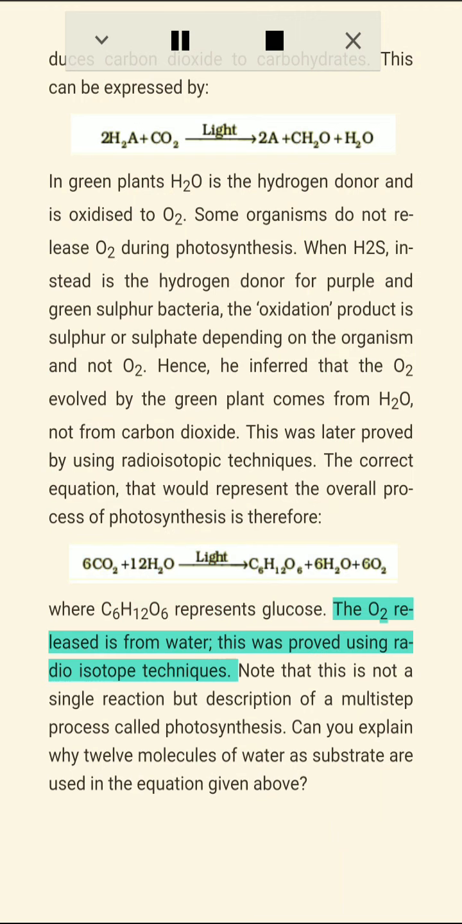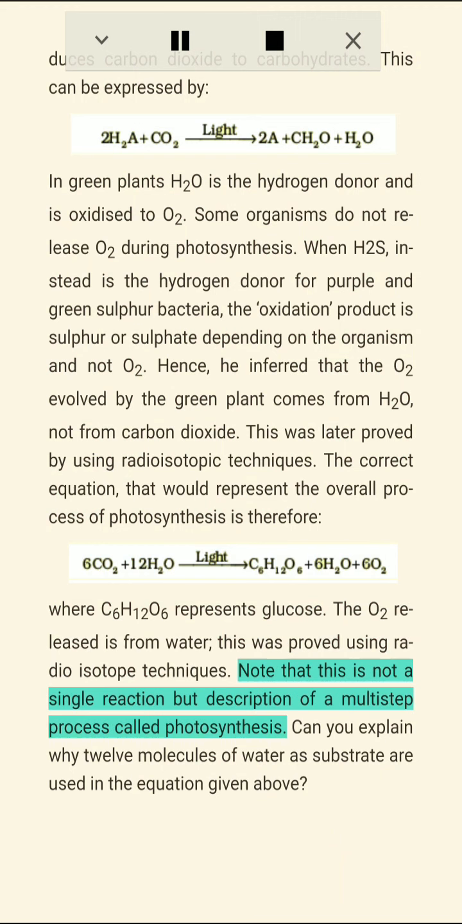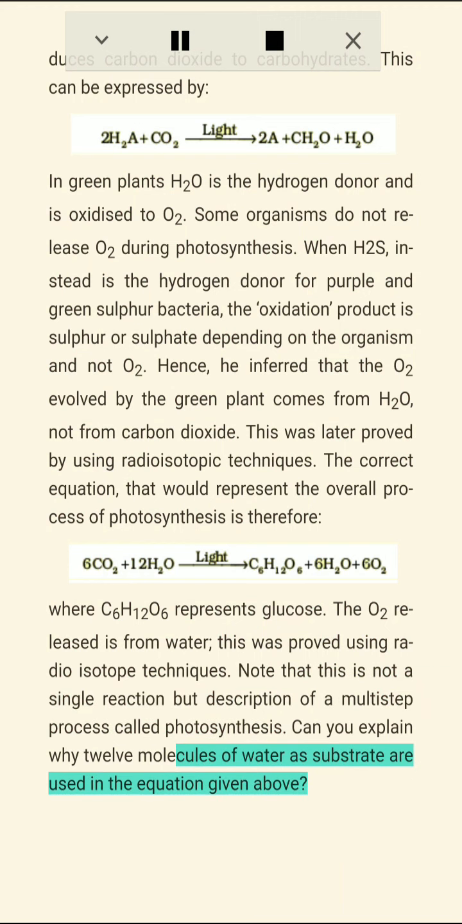The correct equation that would represent the overall process of photosynthesis is therefore as shown, where C6H12O6 represents glucose. The O2 released is from water. This was proved using radioisotope techniques. Note that this is not a single reaction but a description of a multi-step process called photosynthesis. Can you explain why 12 molecules of water as substrate are used in the equation given above?